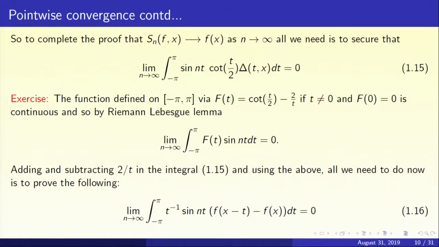Before we take up this, we shall now replace the cot t by 2 by something simpler. How does the cotangent function behave? Cot x is cos x upon sin x. Cos x behaves like 1 and sin x behaves like x. So cot x behaves like 1 upon x near the origin. So how does cot t by 2 behave? It behaves like 2 upon t near the origin.